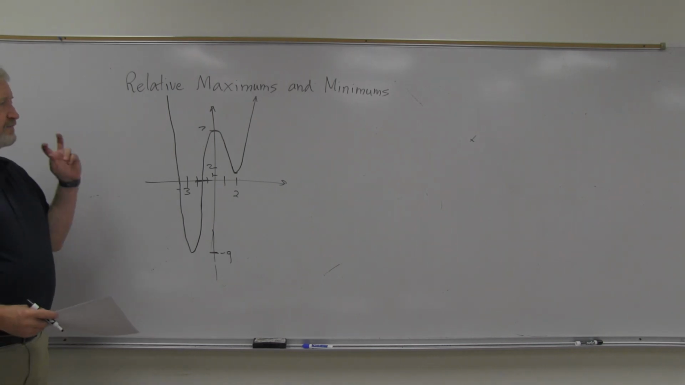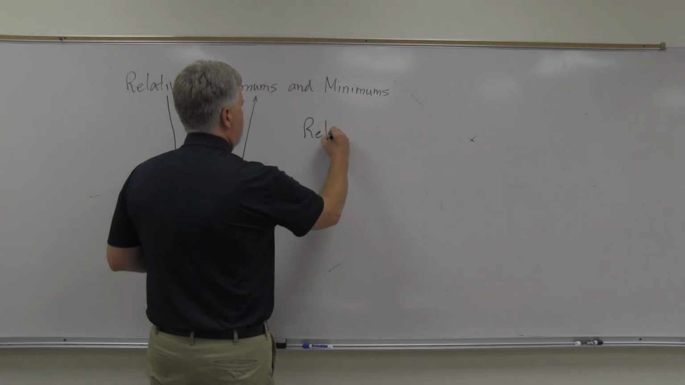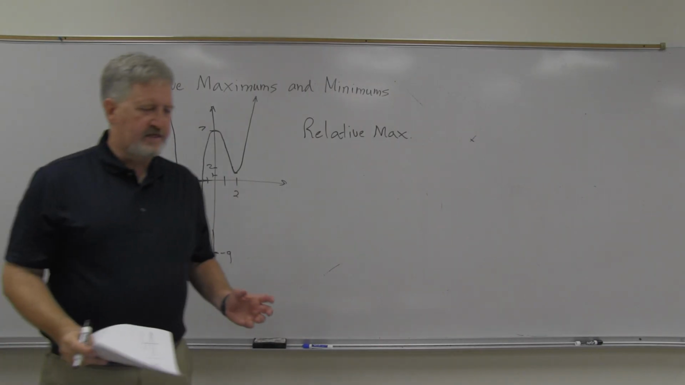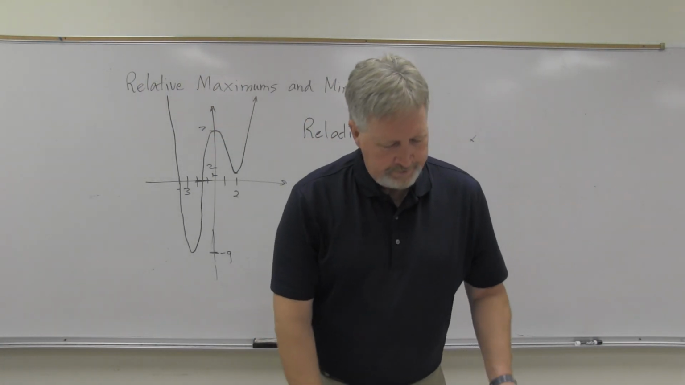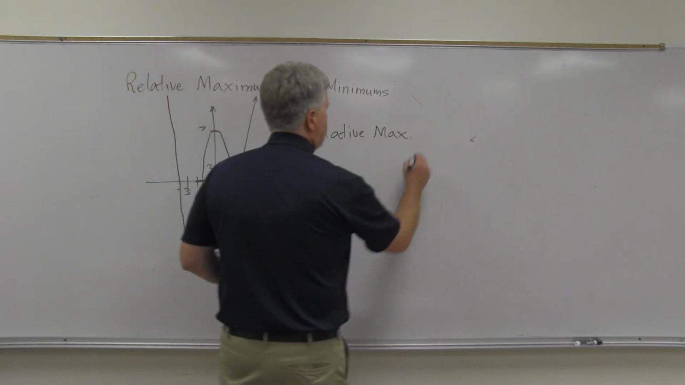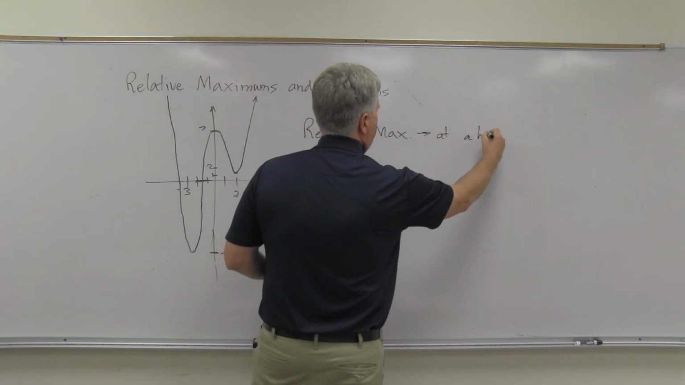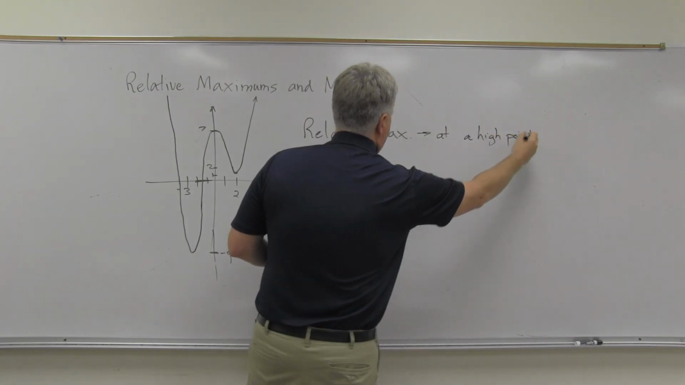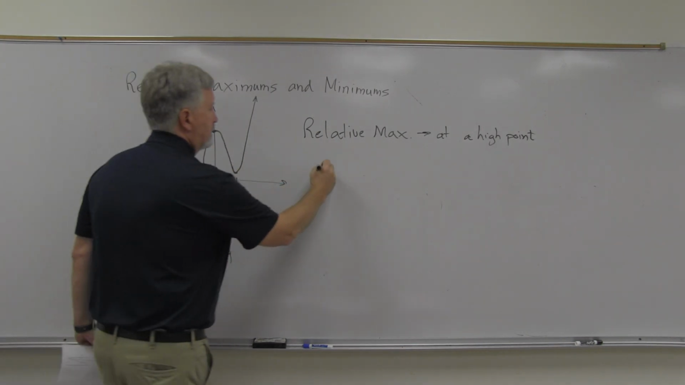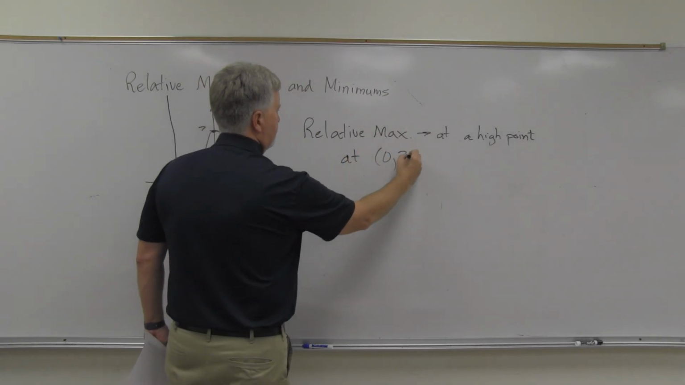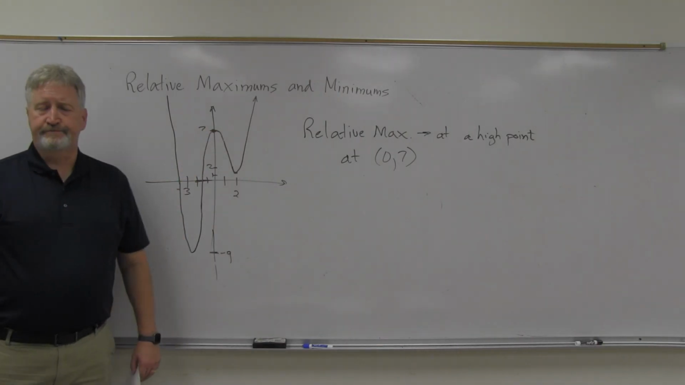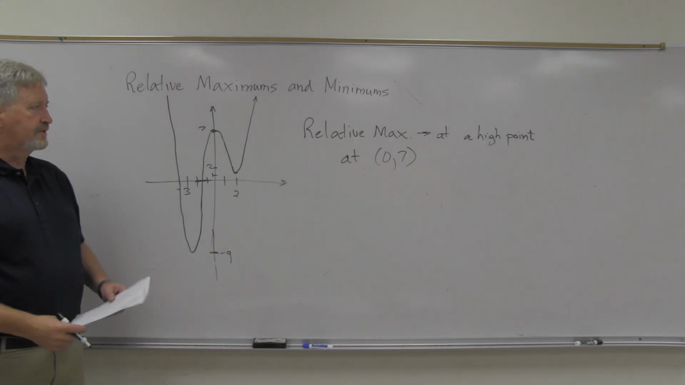Yeah, it turns out a relative maximum, what that means, call it relative max, what that means is a value, a high point. A relative maximum is at a high point. So in this particular case, I've got a relative maximum at 0.7 for this particular function. 0.7, that's a relative maximum. A high point is where a relative maximum occurs at 0.7.